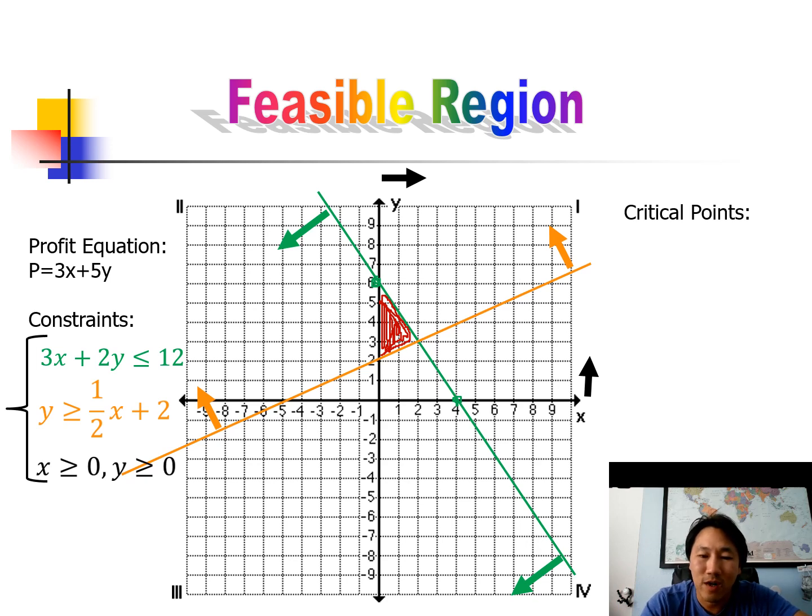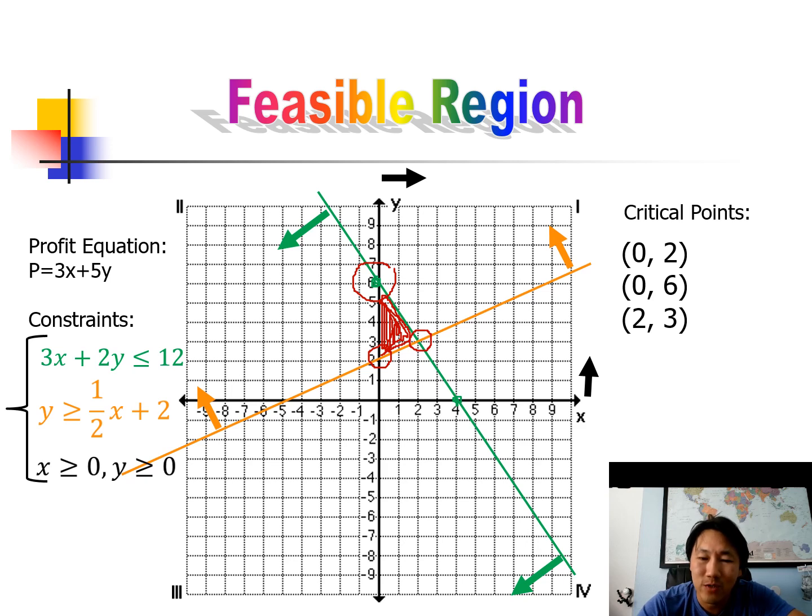What are critical points? They are basically the corners of our feasible region. Oh, by the way, the red part is called the feasible region. It's the region we're dealing with. And the critical points are the corners of the feasible region. Here they are: (0, 2), (0, 6), and then (2, 3). Those are the critical points.